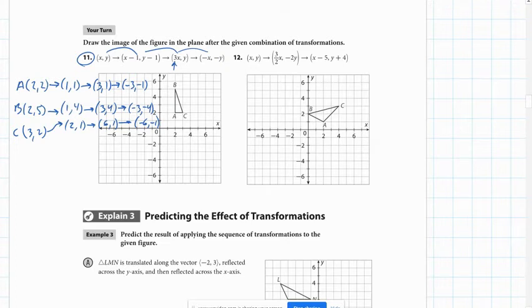And so point A, -3, -1 would be here. So that's A triple prime. B is at -3, -4. So that's B triple prime. And point C is at -6, -1. That would be C triple prime. So our new figure looks like this. The triangle has changed its shape, so this is not a rigid transformation.